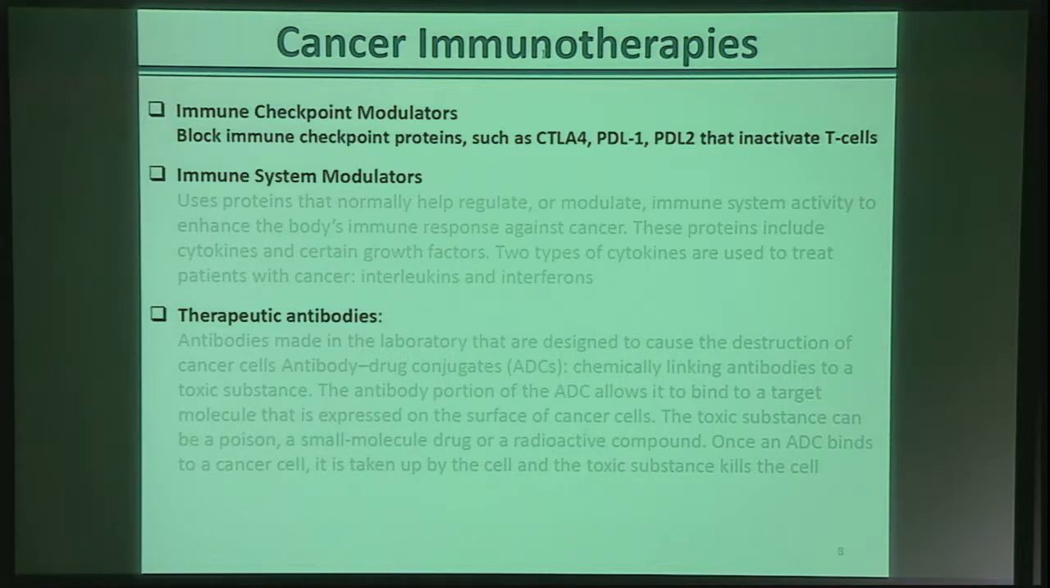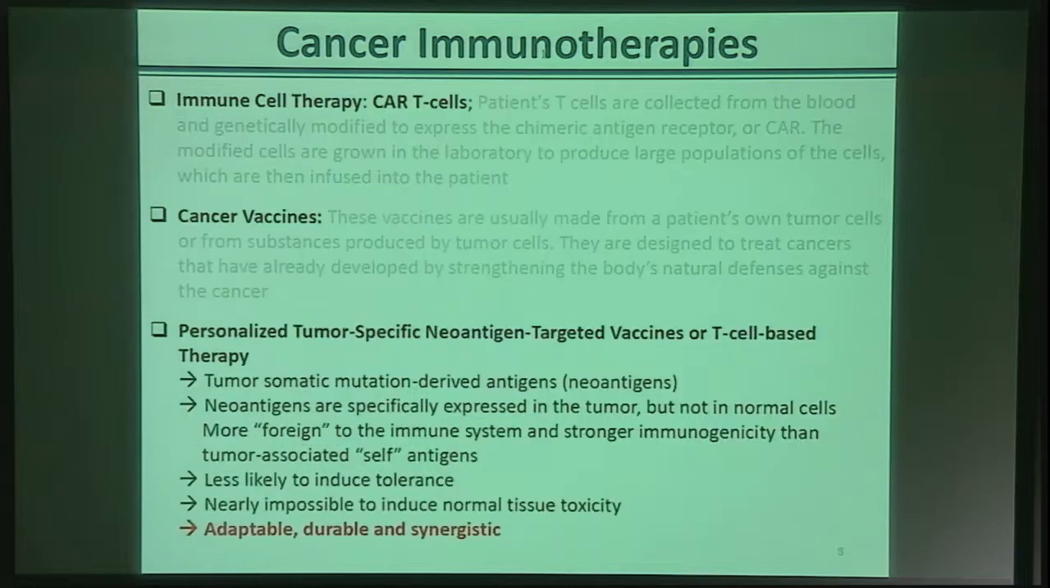In addition to the immune checkpoint modulators, there are also other cancer immune therapies, such as immune system modulators, therapeutic antibodies, as well as immune cell therapy, such as CAR T cell, cancer vaccines, and personalized tumor-specific neoantigen-targeted vaccines. And in the following presentation, I'm going to focus on the tumor-specific neoantigen-targeting vaccine as one of the cancer immunotherapy approaches.